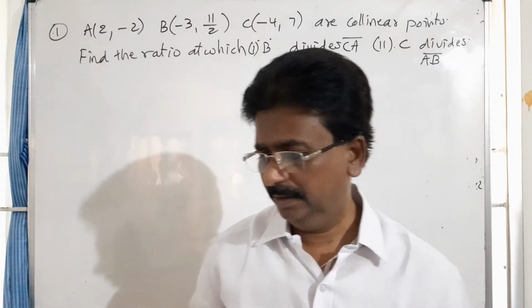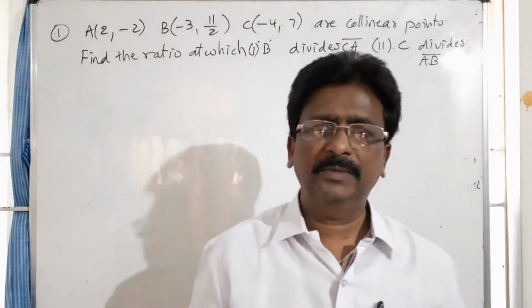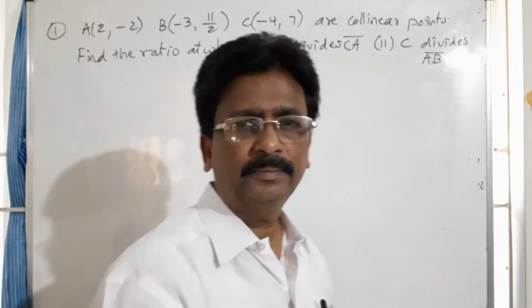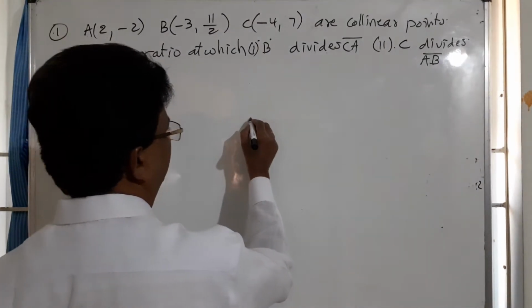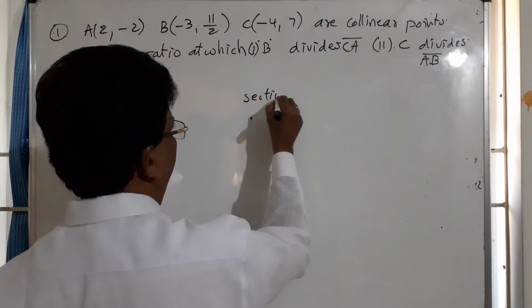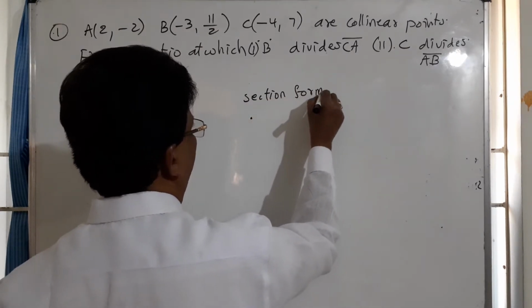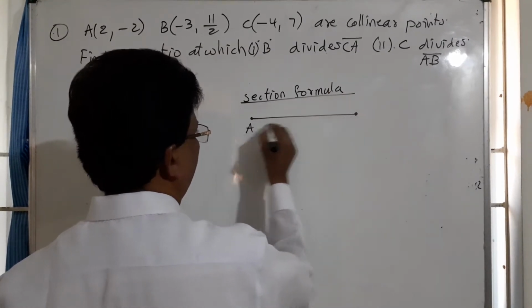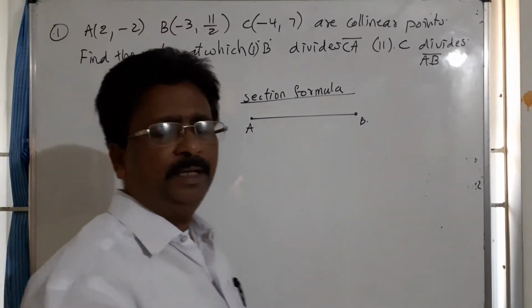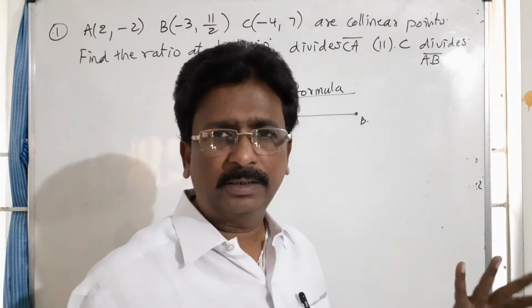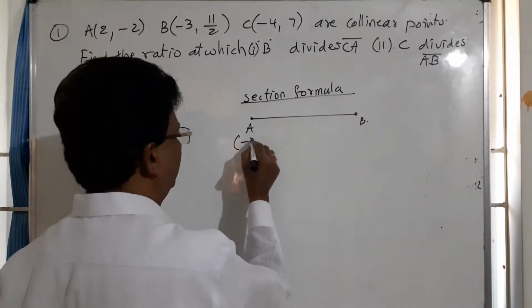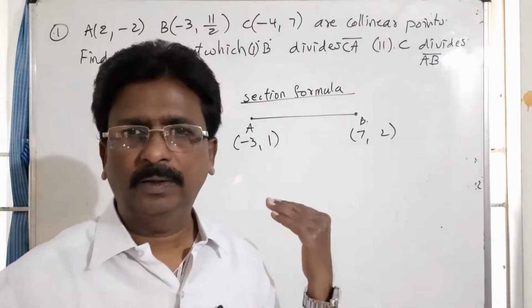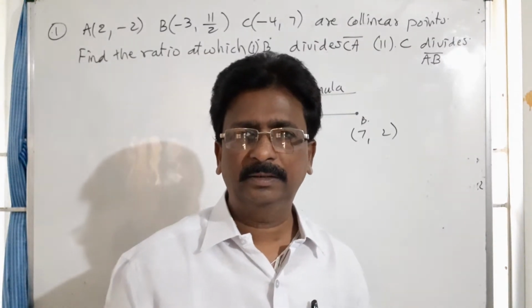Let us solve it. This question belongs to the section formula. In general, in the section formula, suppose A and B are the two given points. Coordinates also are given, for example A (-3, 1) and B (7, 2).